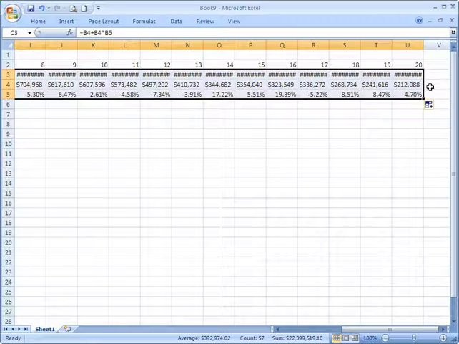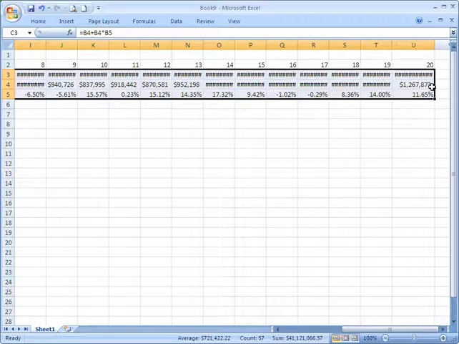But let's find out if we were just lucky. We'll hit F9 to find out what else might have happened. In this case, at the end of the 20 years, we have more than $1 million. This is phenomenally better than keeping the money in cash. We still have our $50,000 to spend each year, and in addition, we have more than $1 million left.